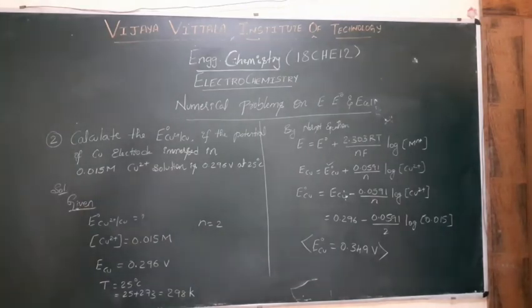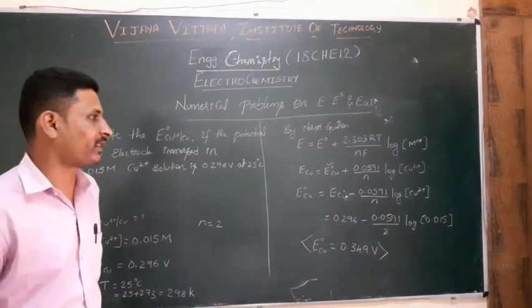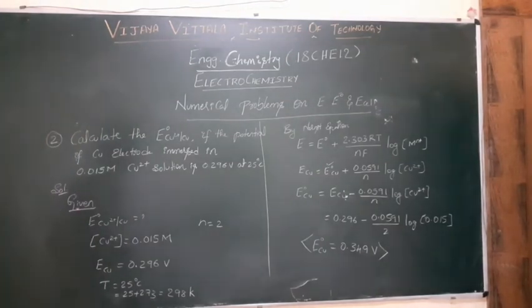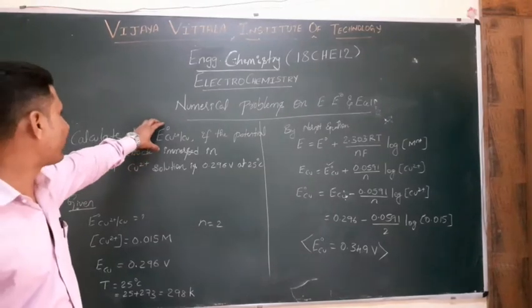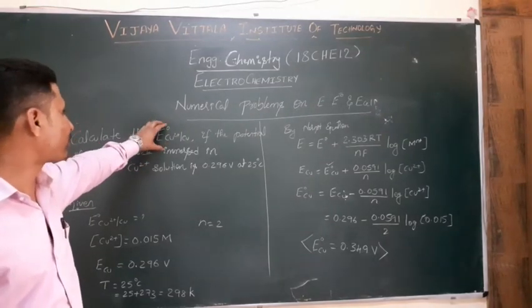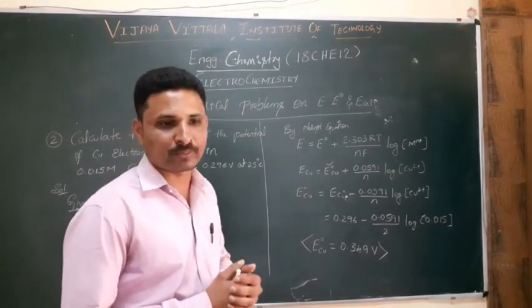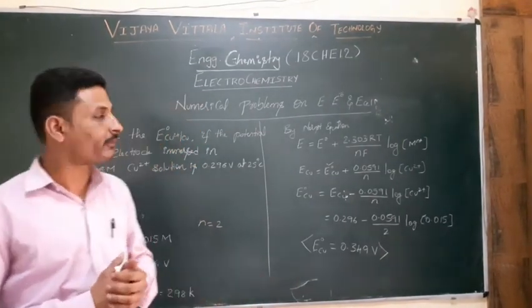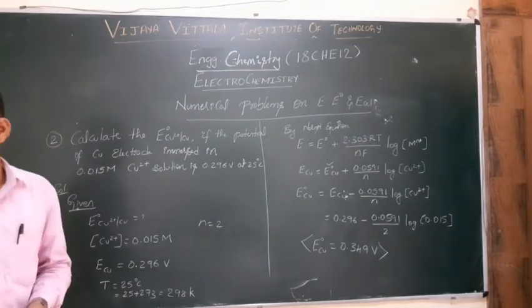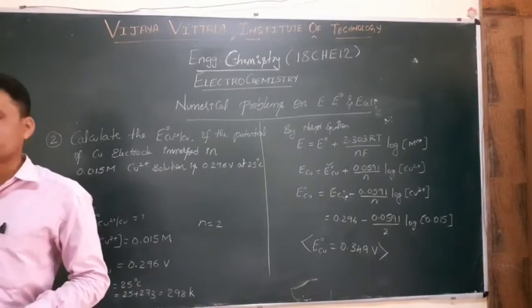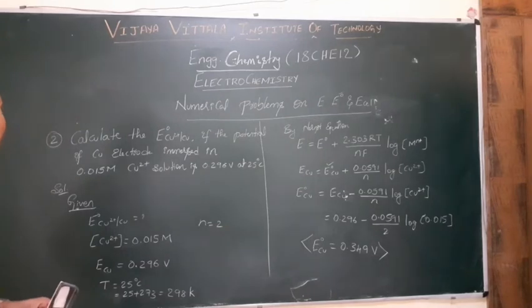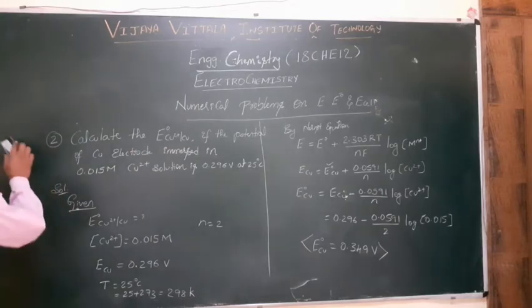This is how to solve the numericals. Here we need to observe which electrode is involved. For the copper electrode, the oxidation state of copper is +2. Understand here? Next, we'll go with the third numerical.